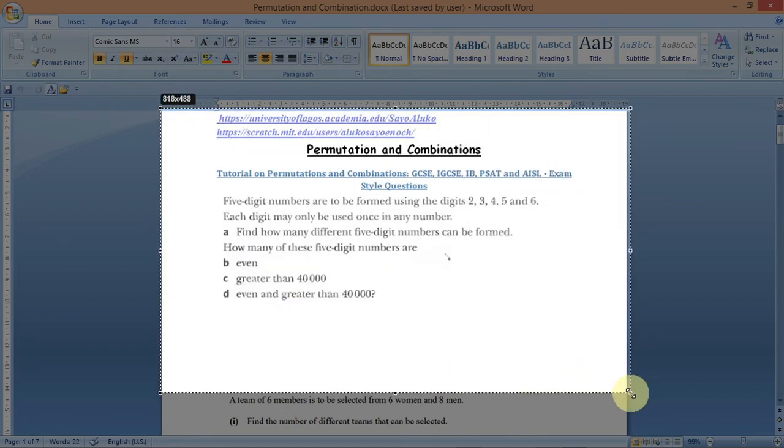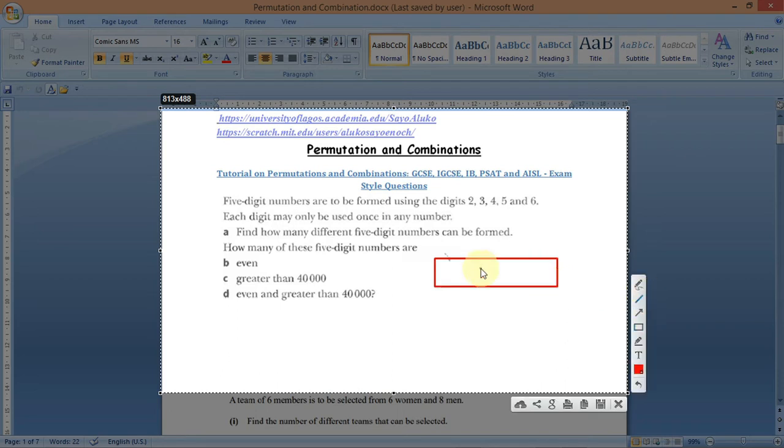Okay, now the first question I have here is to find how many 5 digit numbers can be formed. I'll use two methods, but I'll go with the rectangular box method, because I'm going to use this more. Definitely this is a permutation question. So 1, 2, 3, 4, 5. How many 5 digit numbers can be formed from this?